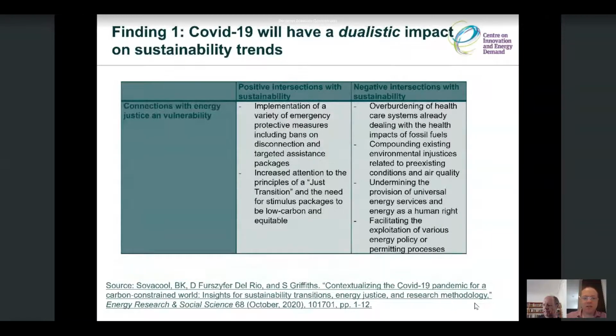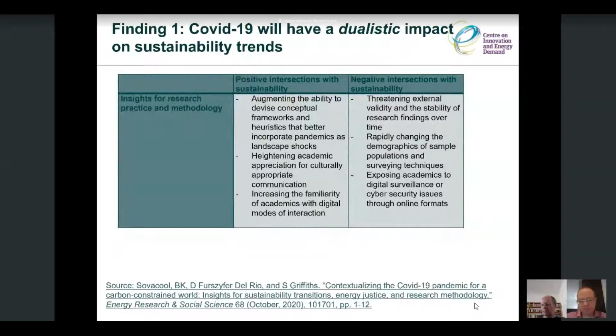And you see very interesting connections with justice, right? You see, on the one hand, 50 countries around the world implementing very strong emergency protection measures, which are helping give targeted assistance to vulnerable groups. At the same time, you see the undermining of energy access programs around the world, or industry groups very strategically using the pandemic to expedite fossil fuel siting or as an excuse to waive environmental standards. And finally, you have very interesting impacts on research.